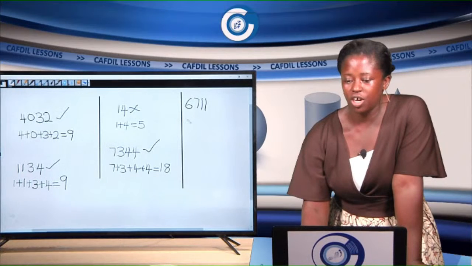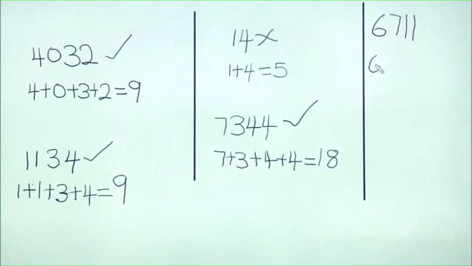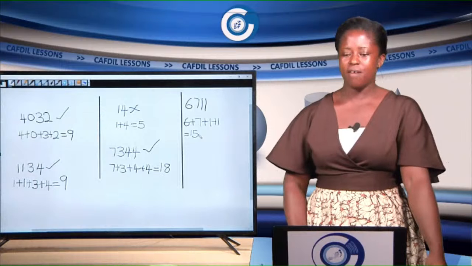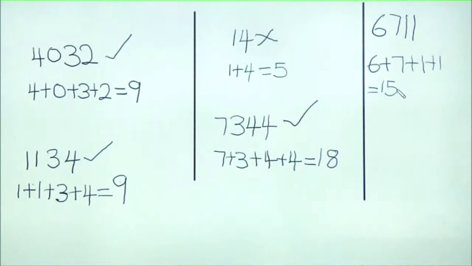We have to add all the digits. 6 plus 7 plus 1 plus 1. 6 plus 7 is 13. 13 plus 1 will be 15. And is 15 divisible by 9? No, 15 is not divisible by 9. Therefore, 6,711 is not a multiple of 9. So we have crossed it.